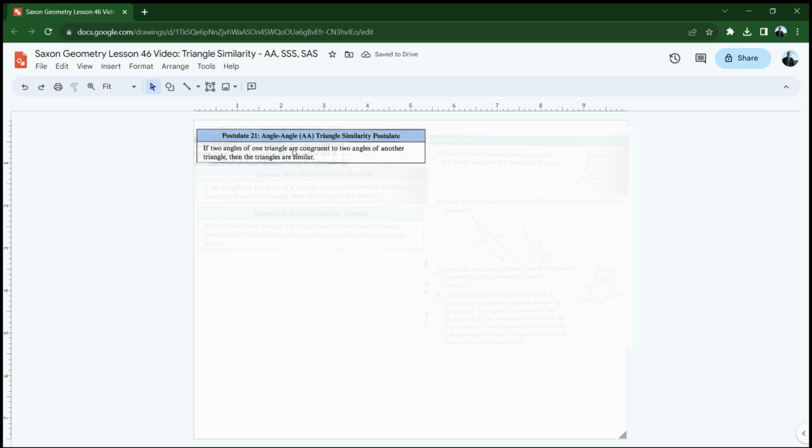Postulate. Sorry, this is a postulate. This is not one that we've proven. This is one that we're just like, well, duh, this is obvious. All right. If two angles of one triangle are congruent to two angles of another triangle, the triangles are similar.